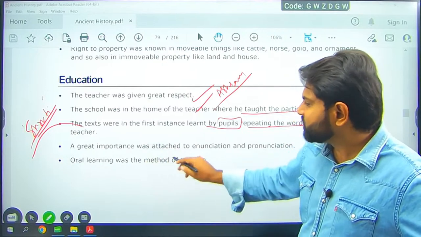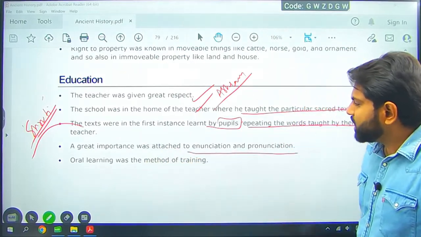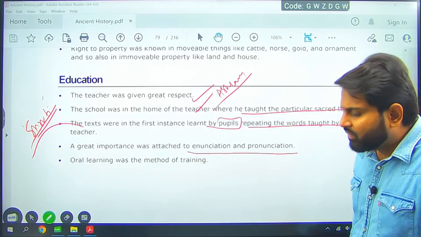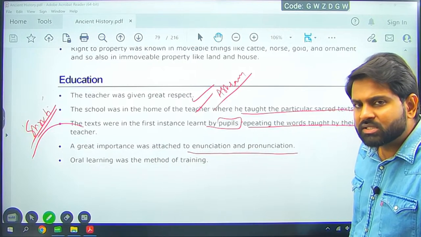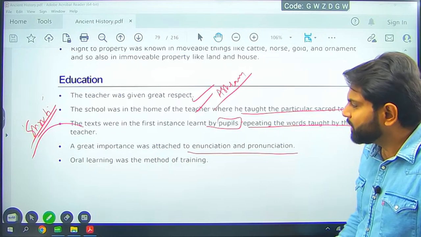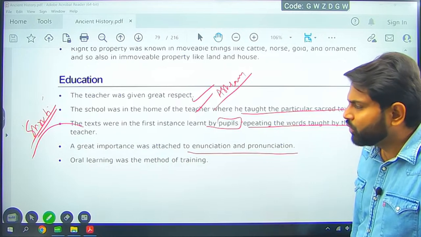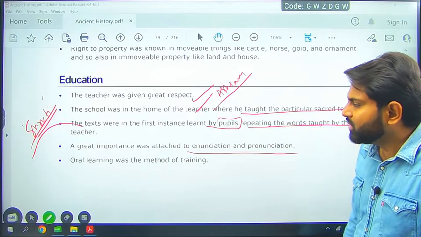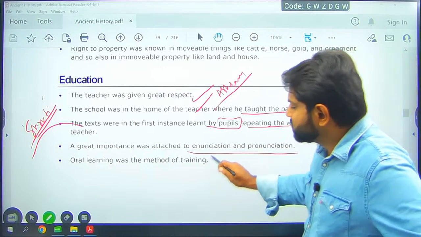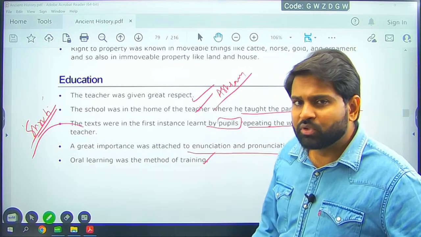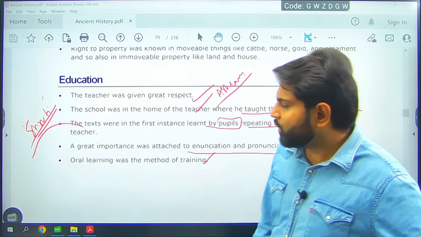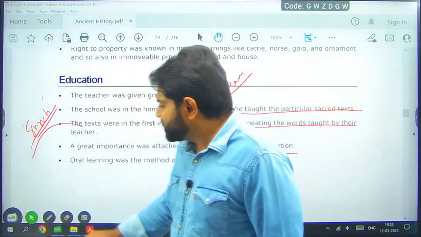Great importance was attached to enunciation and pronunciation. It is not the words, it is not the spellings, it is enunciation and pronunciation which was given more importance. Oral learning was the method of training. So, as I said, Shruti, Smriti, Puranas, these are the important parts of Vedic education.